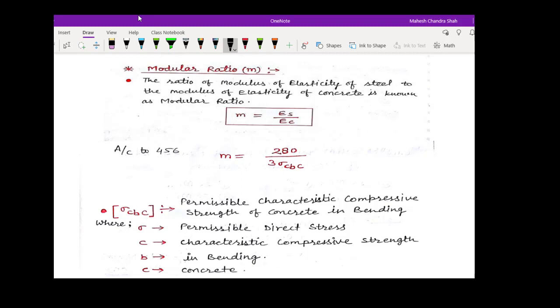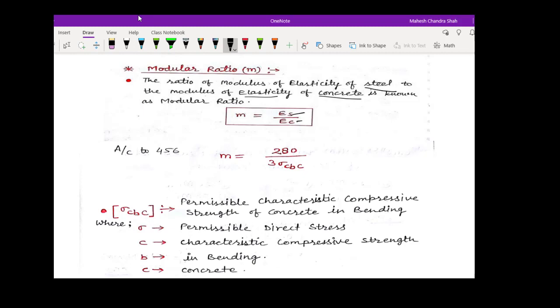It is a very important term which is mainly used in WSM, that is, the working stress method. So that's why it is also known as the modular ratio method. As per the definition, modular ratio is the ratio of the modulus of elasticity of steel to the modulus of elasticity of concrete. It is denoted by small m. Small m is equal to Es upon Ec, as we have already studied in the previous lecture.